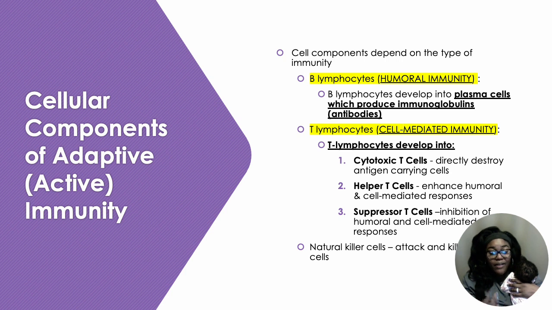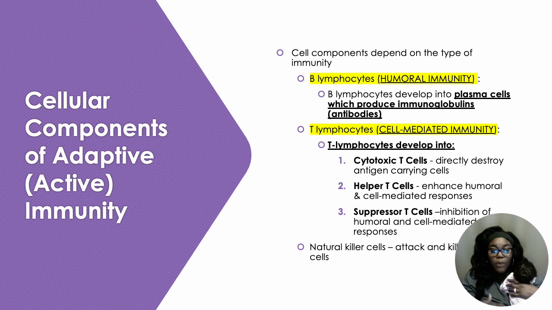And that can be a virus, a bacterium, a fungus, anything that is not supposed to be in the body and that the body recognizes as foreign. That's what these cytotoxic T cells will come in and destroy. Then we have what we call helper T cells.